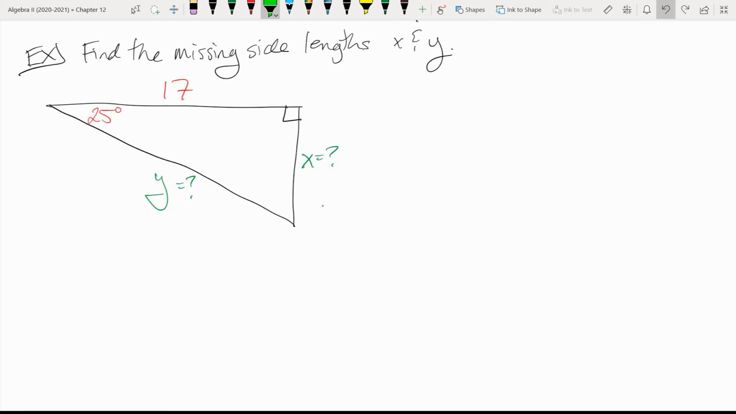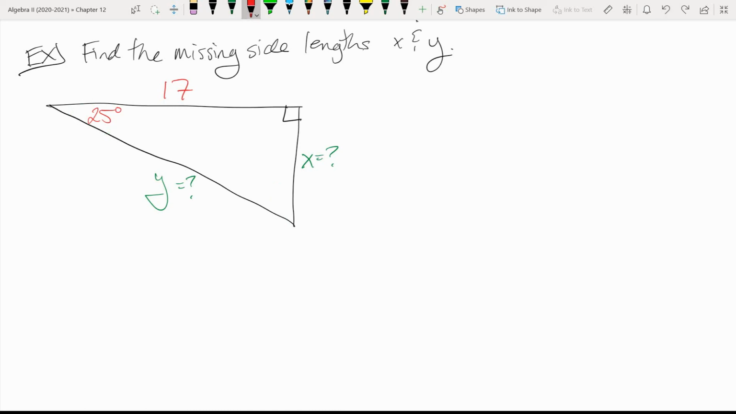Now, one thing I should note here is this other angle over here, I could actually find that pretty easily, because that is whatever 90 degrees minus 25 degrees is, because those two angles need to sum up to 90 degrees since this already is 90 degrees over here. So it's pretty easy to find that if you wanted, it'd be 65 degrees. But let's just go ahead and use the 25 degree angle for this one and work our problem out from there. Okay, so here's the way you do this.